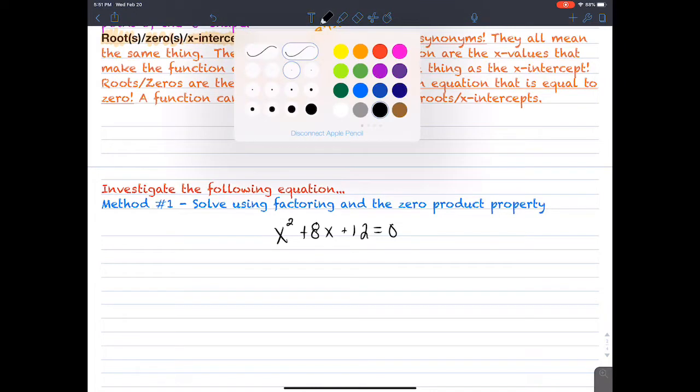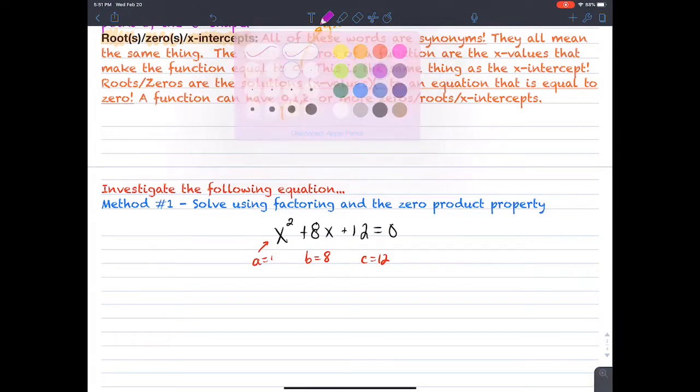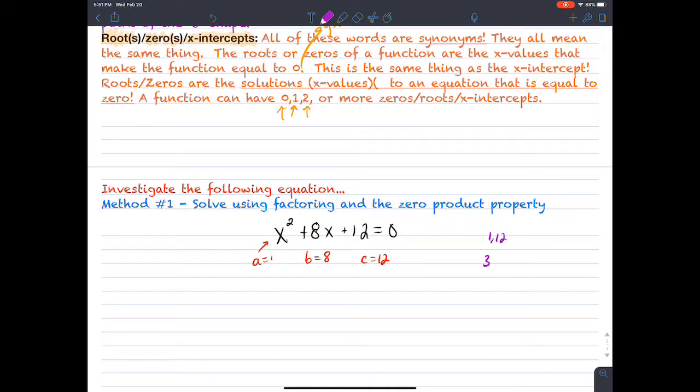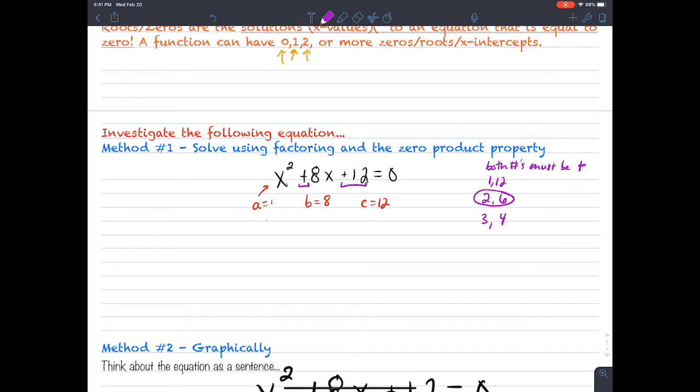So what we're noticing here right away is that our a value is equal to 1, our b value is 8, and our c value is 12. So if the a value is 1, we're thinking of the numbers that multiply to 12 and could somehow add up to 8. Now I know that if this number is positive and this number is positive, both numbers over here must be positive. So I can clearly see that the numbers 2 and 6 would multiply to 12 and add to 8. So my factorization would be x plus 2 times x plus 6, and that would equal 0.